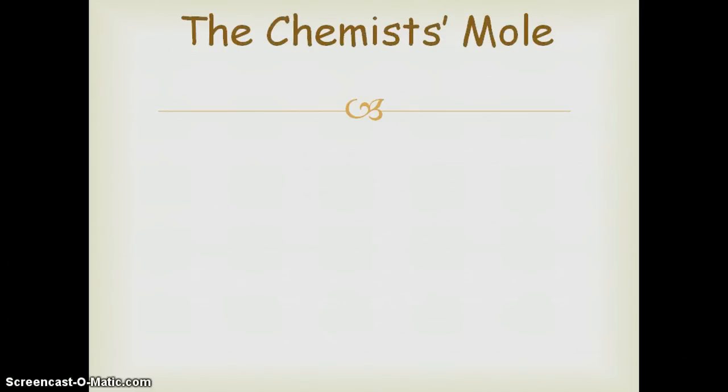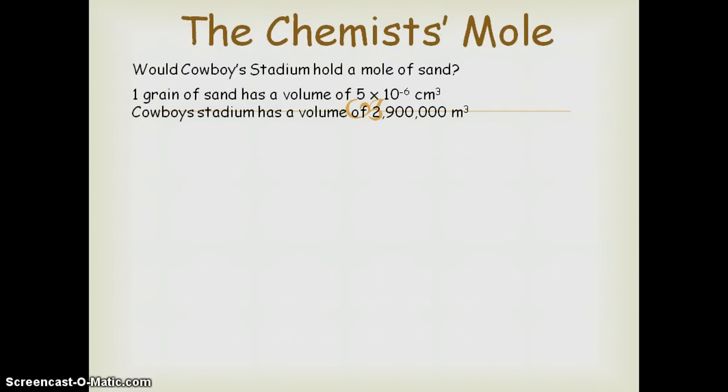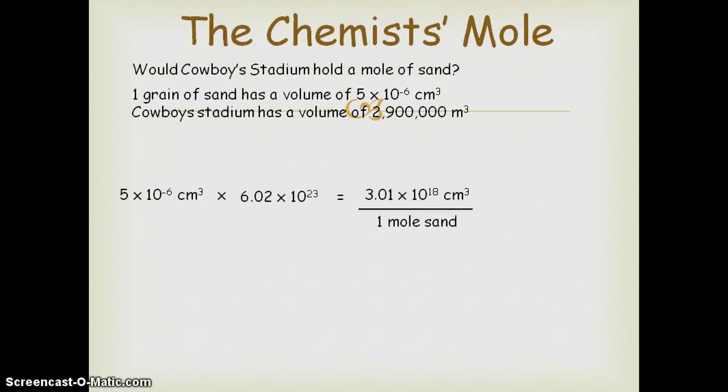Another example of how much a mole is: would Cowboy Stadium hold a mole of sand? If we take a look at how much volume sand takes up, we have 5 times 10 to the negative 6 cubic centimeters to be the volume of 1 grain of sand. And Cowboy Stadium has a volume of 2,900,000 cubic meters. First, we take the volume of a grain of sand, and we want a mole of sand, so we multiply those two numbers. We have 3.01 times 10 to the 18th cubic centimeters. That's 1 mole of sand.